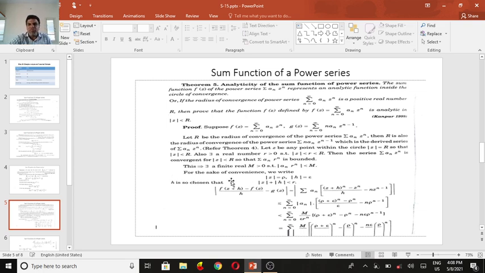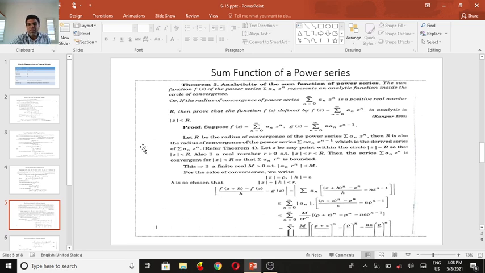For the sake of convenience, we write |z| = rho and |h| = epsilon. That is, |z| + |h| < r. So h is also chosen that way.